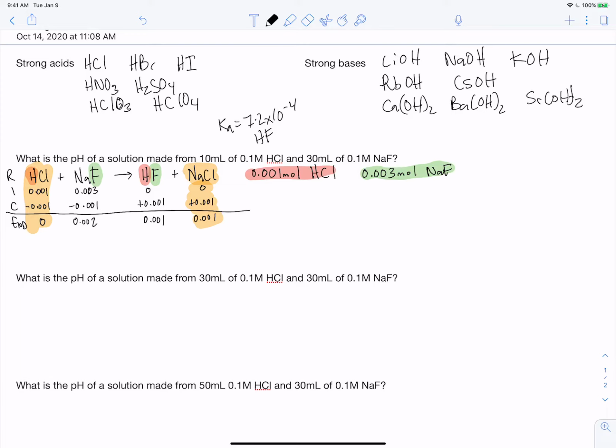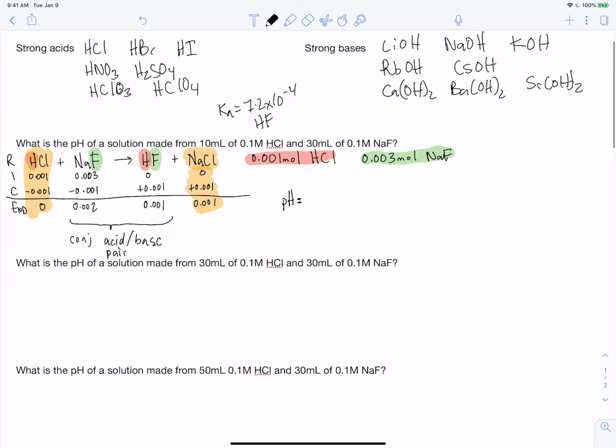The thing to recognize here is that this is a base, or maybe the right way to say it is a conjugate acid base pair, and it's a weak conjugate acid base pair, unlike this, which is a conjugate acid base pair, but it's strong. But since it's a conjugate acid base pair, to calculate the pH, I don't have to worry about dealing with the equilibria.